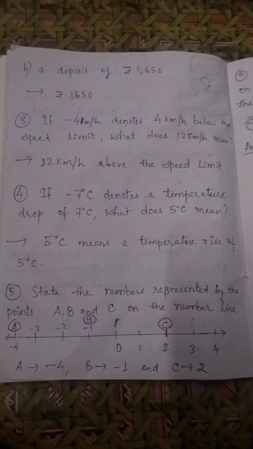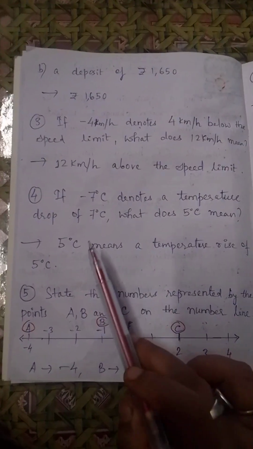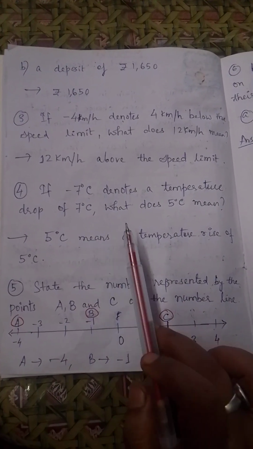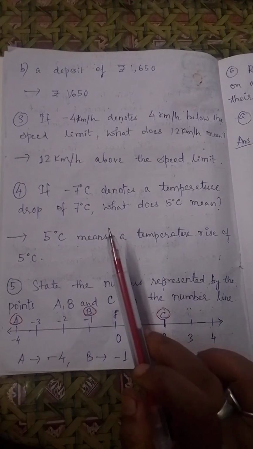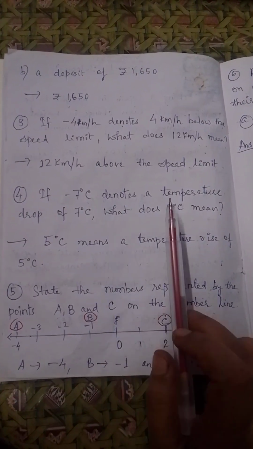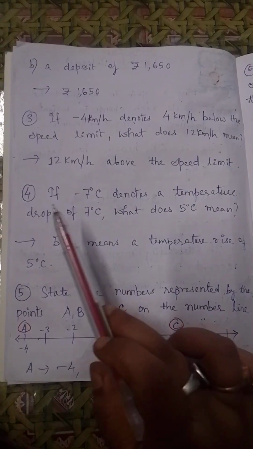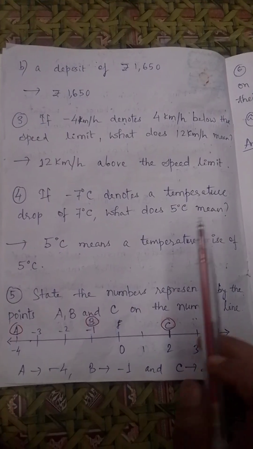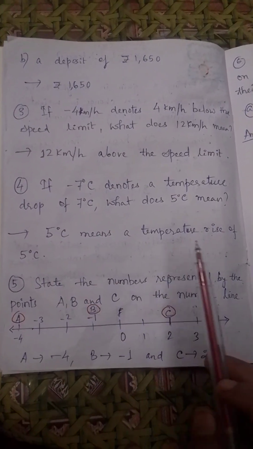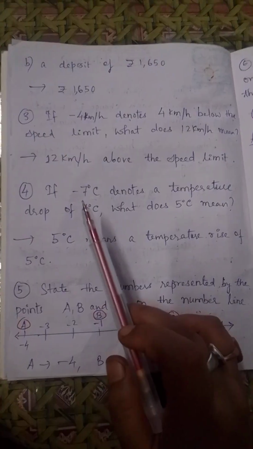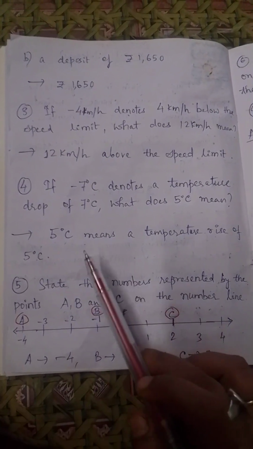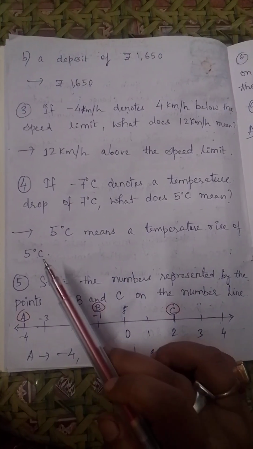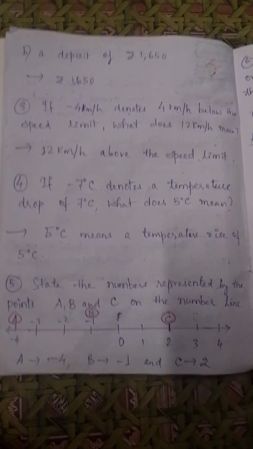Next, when you go, this is the temperature drop of 7 degrees Celsius. What does 5 degrees Celsius mean? So minus 7 degrees Celsius is denoting a temperature drop, because it is given minus, so it will drop. Now positive 5 degrees Celsius means a temperature rise of 5 degrees Celsius. Why? Because if it is minus, we write drop, and if it is plus 5 degrees Celsius, that means it will be a temperature rise of 5 degrees Celsius. Our value is given. Okay.